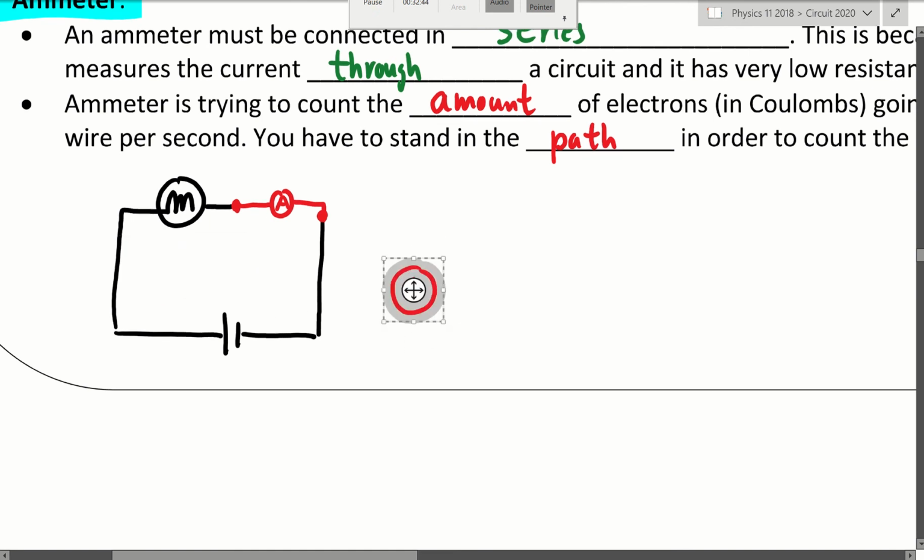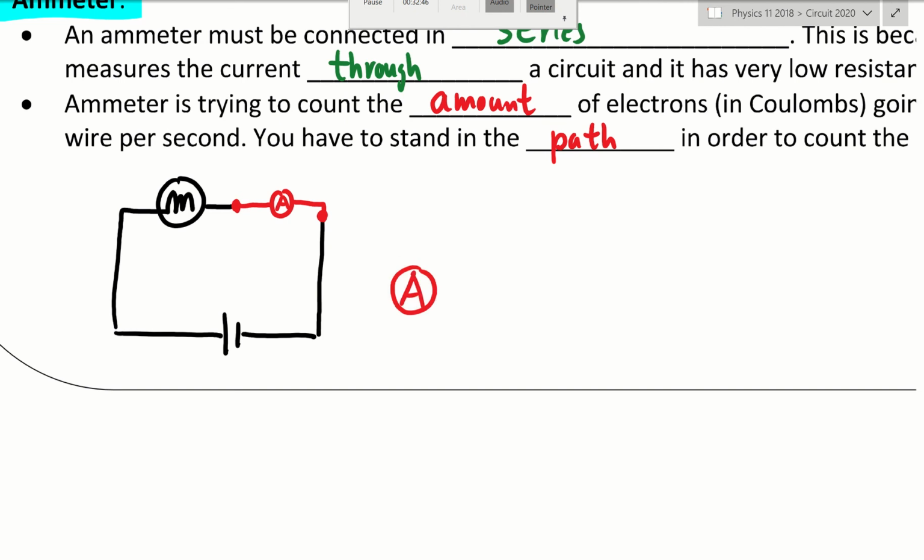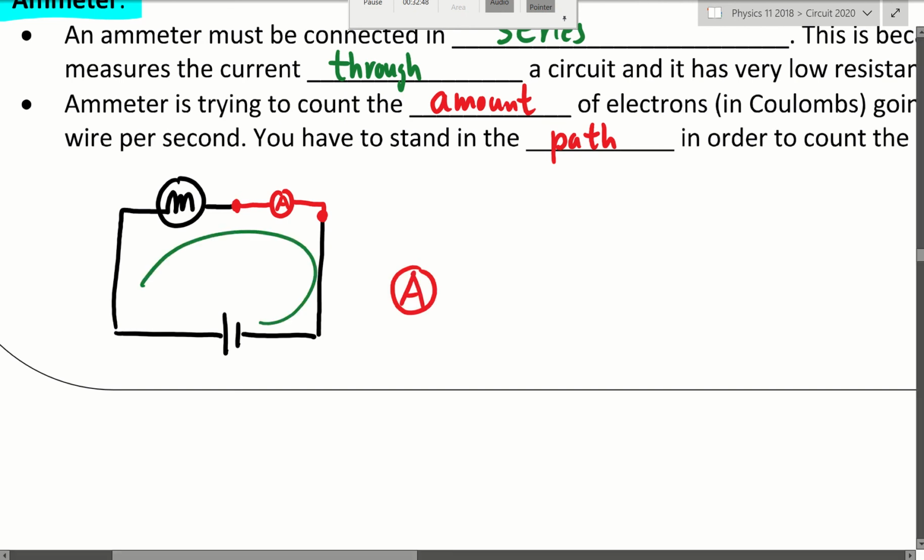Now, which way does the electron actually go? If you're talking about electron, it actually goes this way, right? But if you're talking about current, then the current goes this way. So technically, if you're trying to measure the current going into that light bulb, you can measure it at any point. It will be the same value, right?